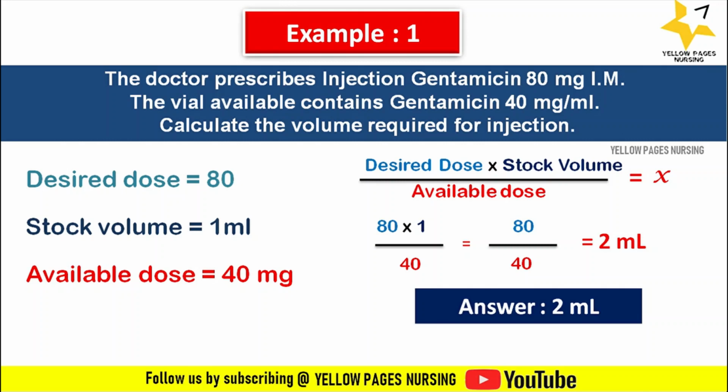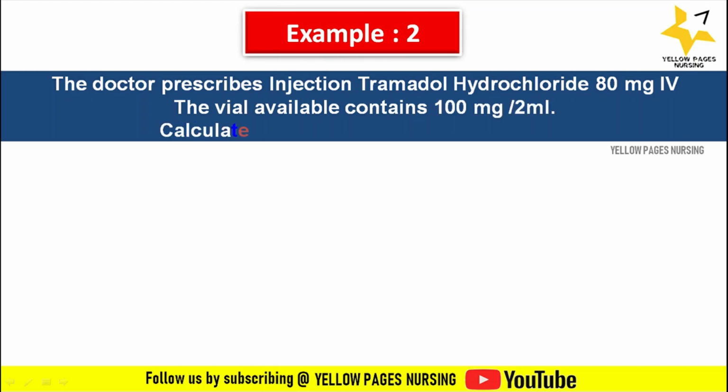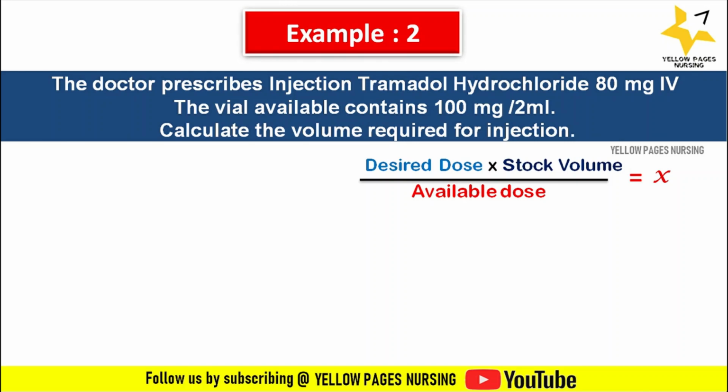Second example, the doctor prescribes injection tramadol hydrochloride 80 mg IV. The vial available contains 100 mg per 2 ml. Calculate the volume required for injection. The formula required to calculate the volume will be desired dose multiplied by stock volume divided by available dose, which gives the volume. Here the desired dose is 80 mg, that is the doctor's prescription.